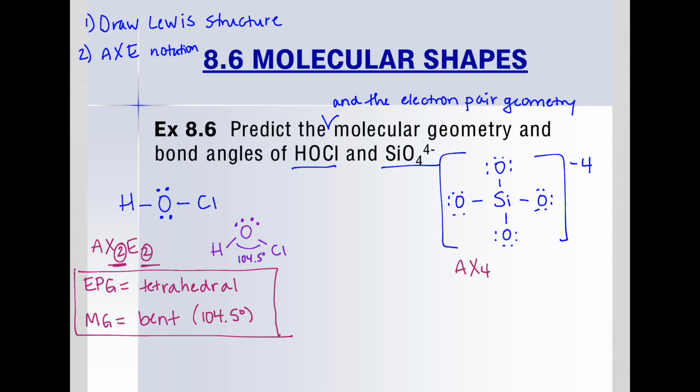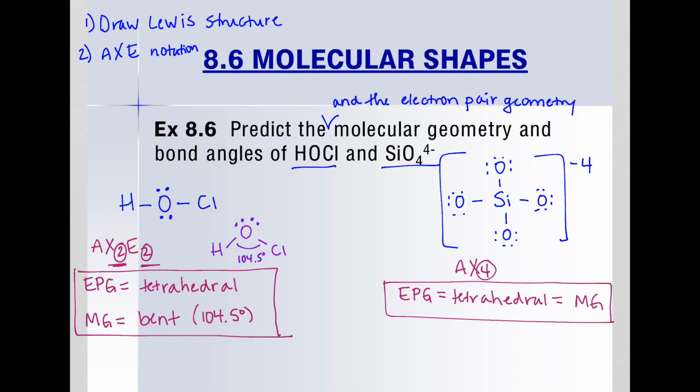Okay? Now, if we look at our other one, AX4 would correspond to 4 total attachments. 4 total attachments means our electron pair geometry is a tetrahedral. But what we also see is that if they're all atoms, our molecular geometry is also a tetrahedral. So in this case, the electron pair and molecular geometry are the same. Okay, all of our bond angles in a tetrahedral are 109.5. Again, you do not have to draw it in 3D, but if you look on your chart, you'll see it represented there.